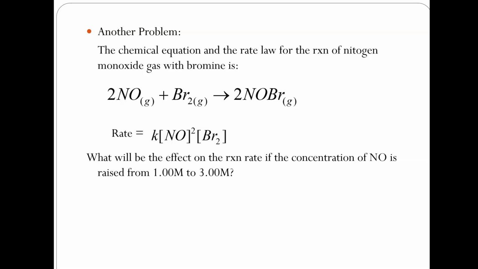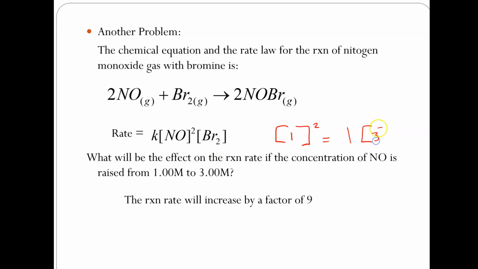Okay, so notice that that one is squared. Okay, so if I put 1 squared, now we don't know the concentration of Br2, but in this case it doesn't really matter, right? That's going to be 1. If I do 3 squared, that's going to be 9. So we say that that reaction rate will increase by a factor of 9 simply by increasing the NO concentration.